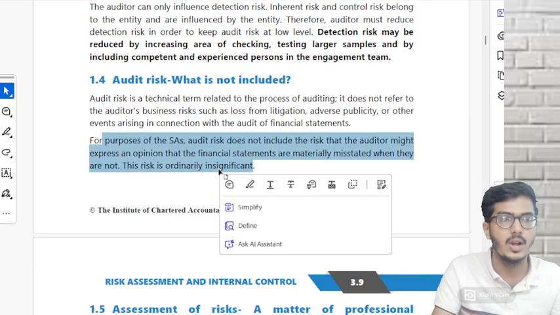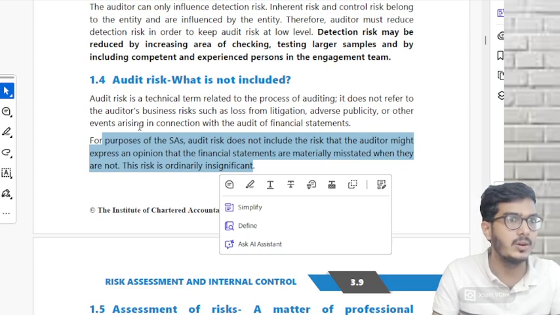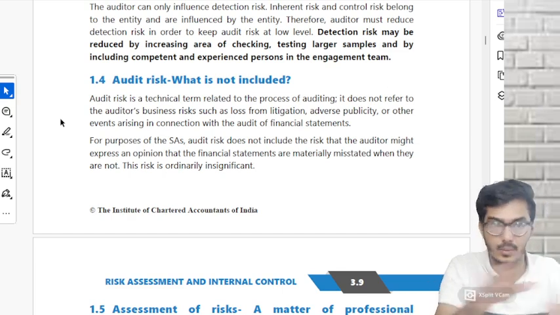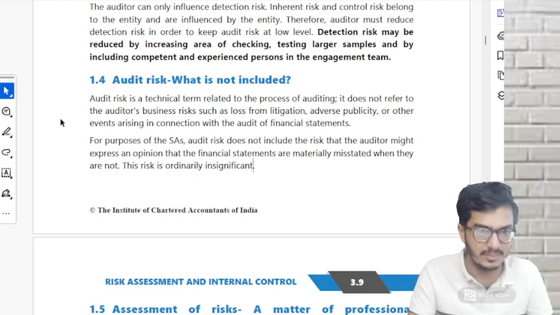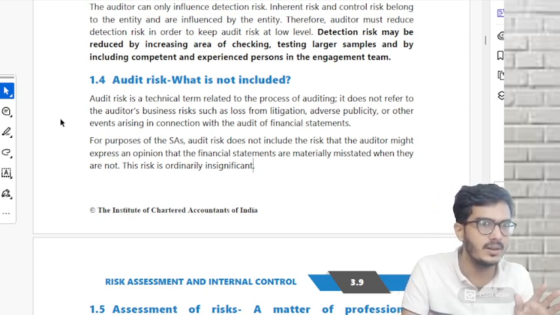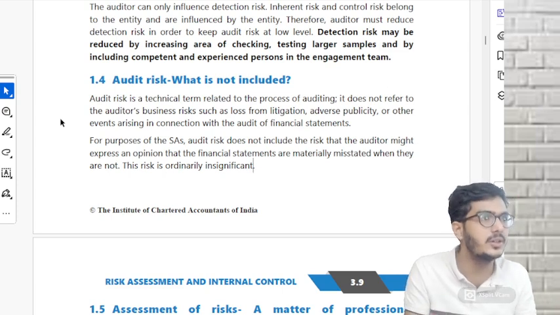And what is the second one they're telling? Audit risk does not include the risk that the auditor might express an opinion that the financial statements are materially misstated when they're actually not. Think practically, logically, is there even a chance that the auditor has done an audit of a company, and actually there were no misstatements, but the auditor found a misstatement? Is it even possible? This kind of risk is very insignificant. It is very rare. When the entire financial statements are clean, how do you get a misstatement? This also is not covered under audit risk.